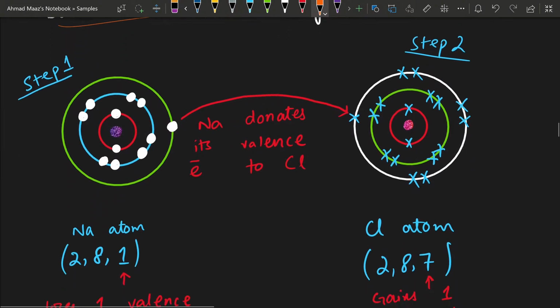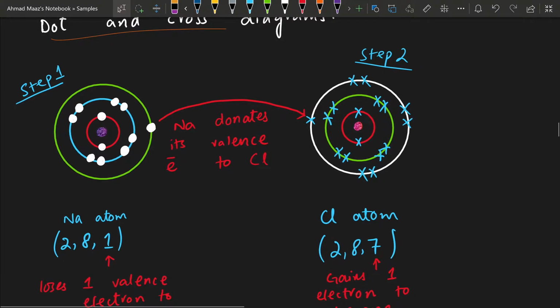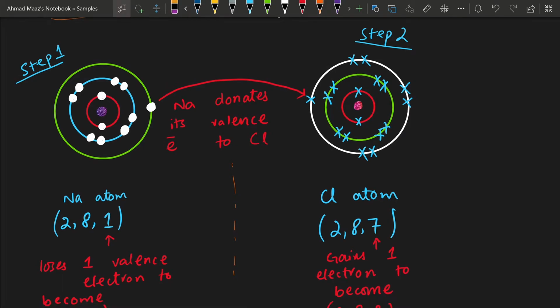Let's see. Now, step 1 and step 2 of this NaCl formation take place simultaneously. Alright, the sodium atom loses one electron. The sodium atom has an electronic configuration of 2,8,1. The sodium atom wants to donate its valence electron. So this sodium valence electron will leave its shell from the sodium atom and move towards the chlorine atom.